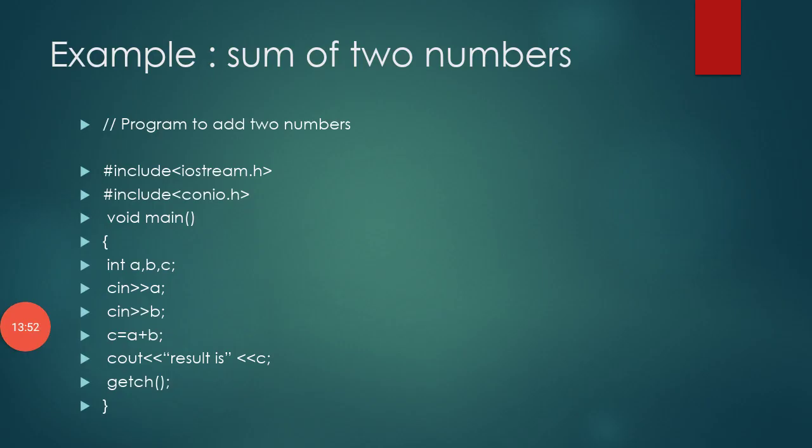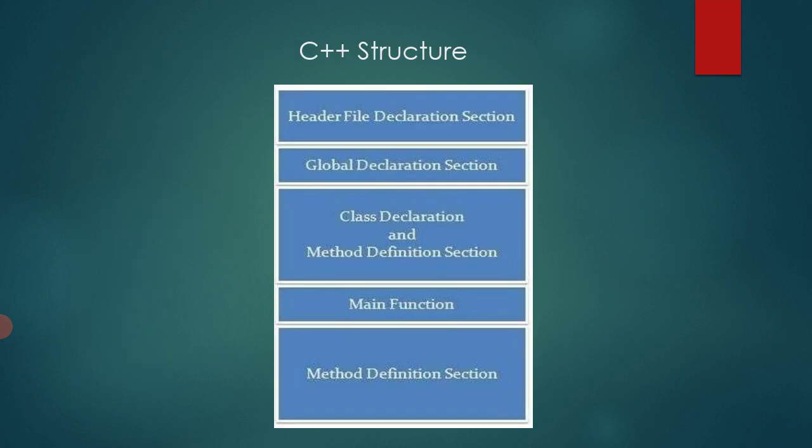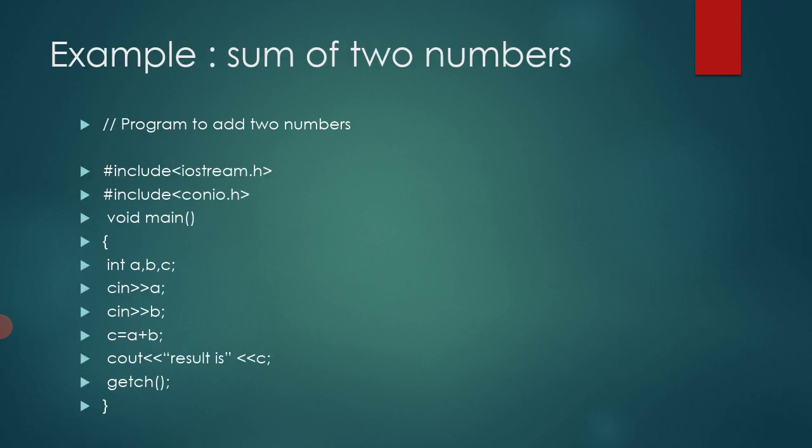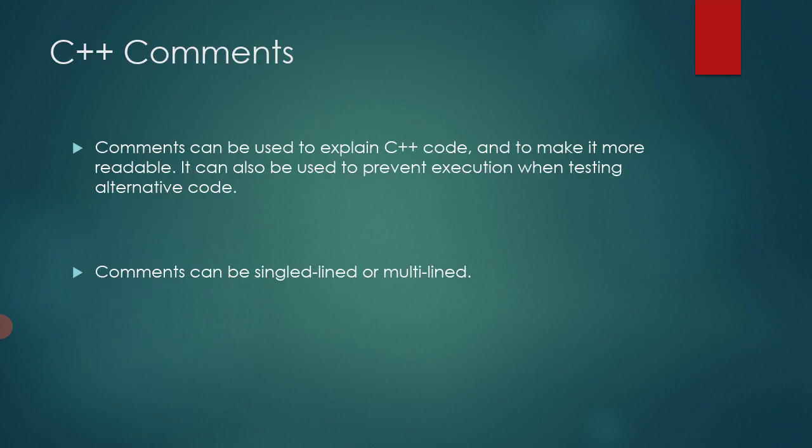So students, today we have studied the C++ structure, a normal, very simple, basic program of C++, and this is a full-fledged program of sum of two numbers. Now let's move to the next section, C++ comments.